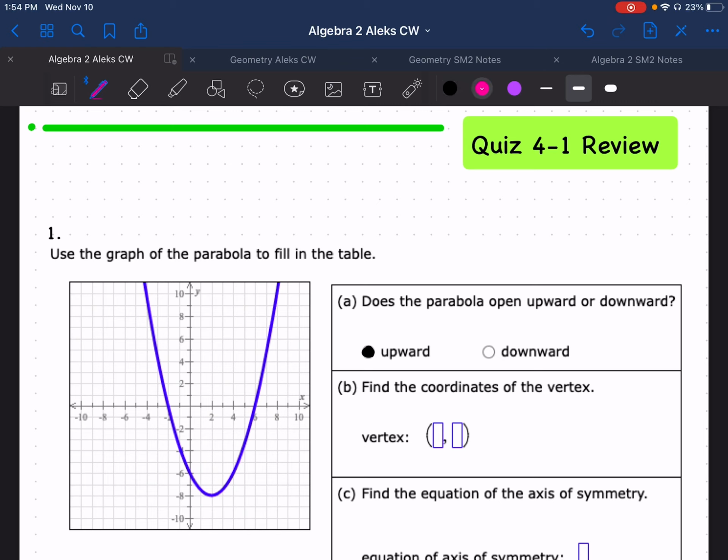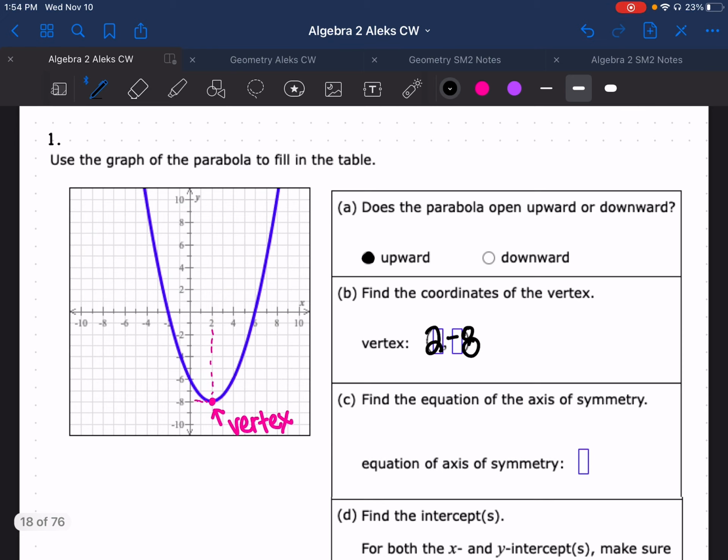To find the vertex, remember this is the vertex right here, right down here per lesson 4-1. This is my vertex, so all I need is the x and the y coordinates of that position. You're just going to simply go up to find the x value and go over to find the y value. It looks like it is (2, -8). Make sure you do write it as an ordered pair. I'm just filling in blanks here.